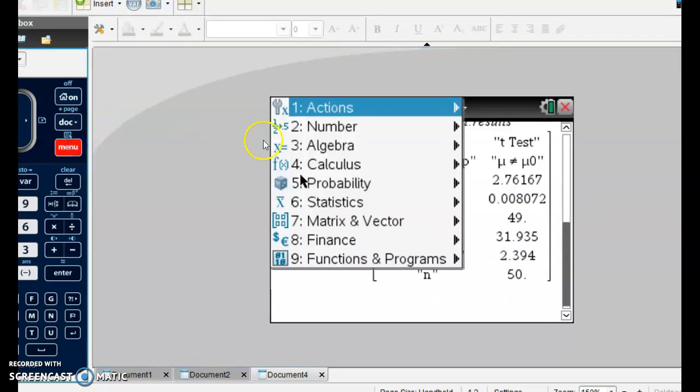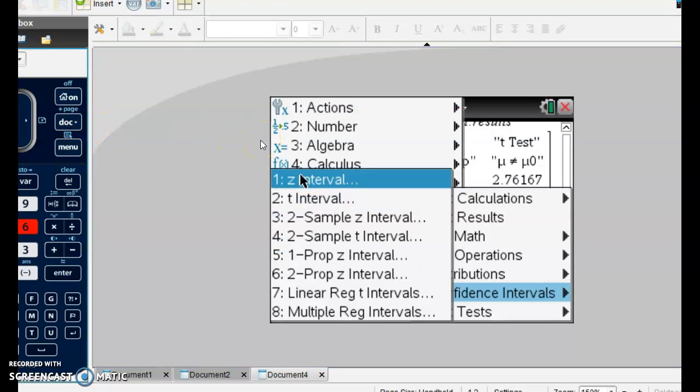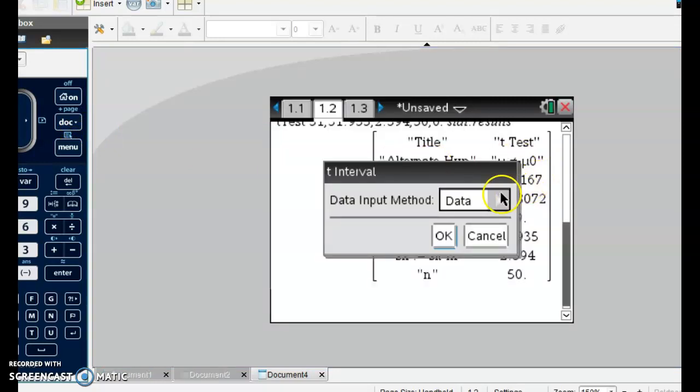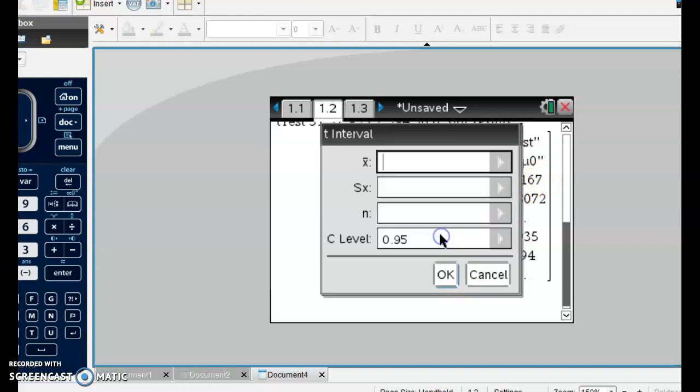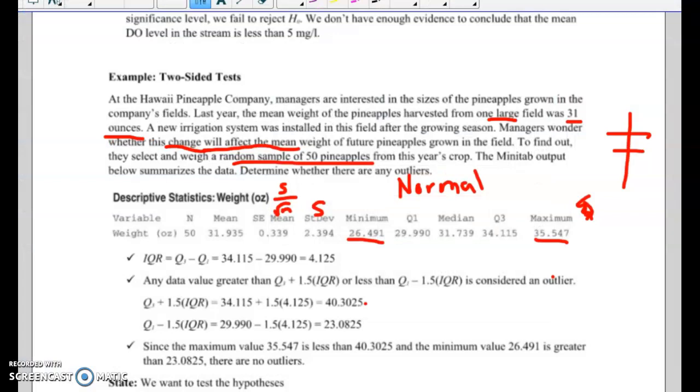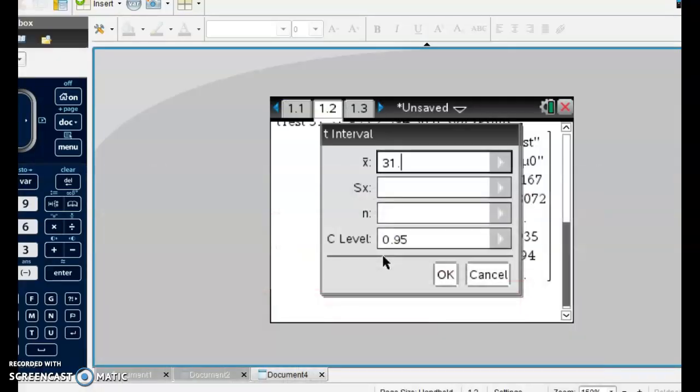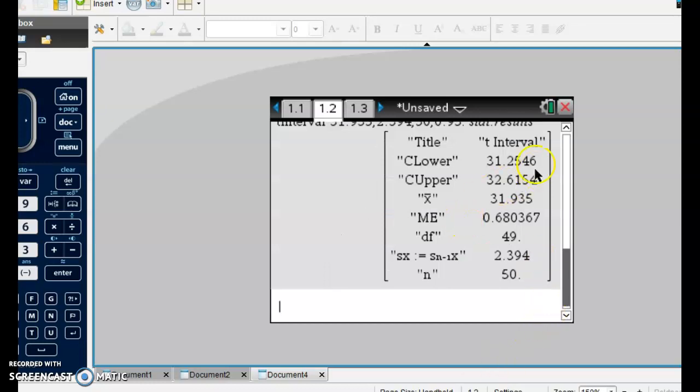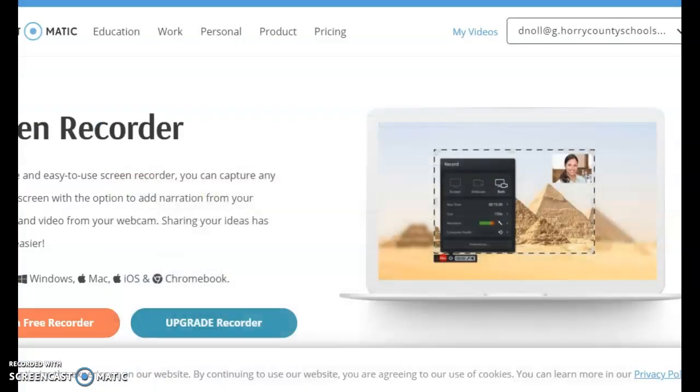Stats. Sorry. 31.935. I'll have it memorized by the end of this. 2.394. Make sure again. n was 50. Press enter this time. And there's that same confidence interval. So you could have calculated that yourself, even if you didn't have a computer output.